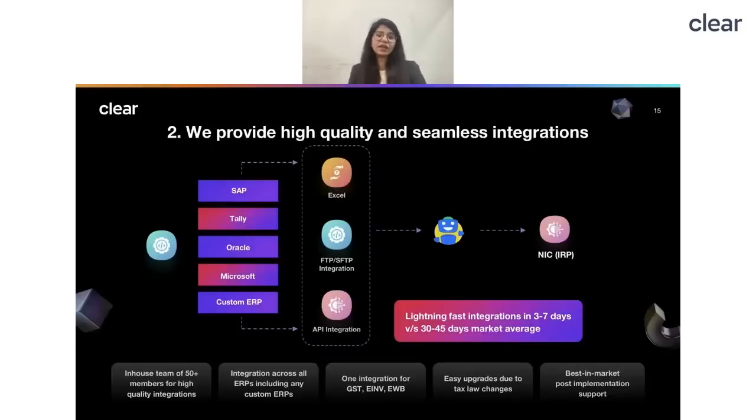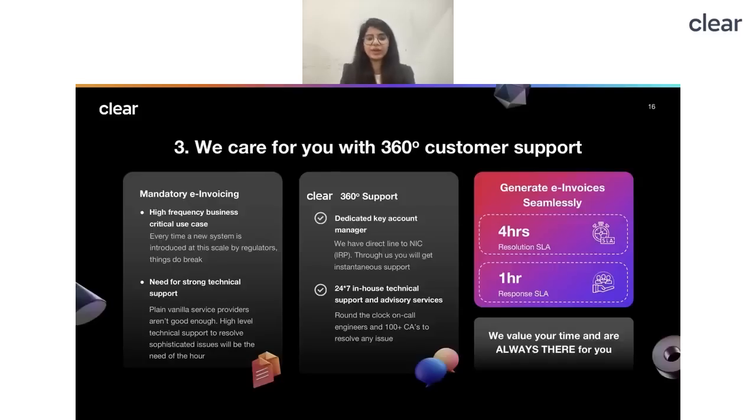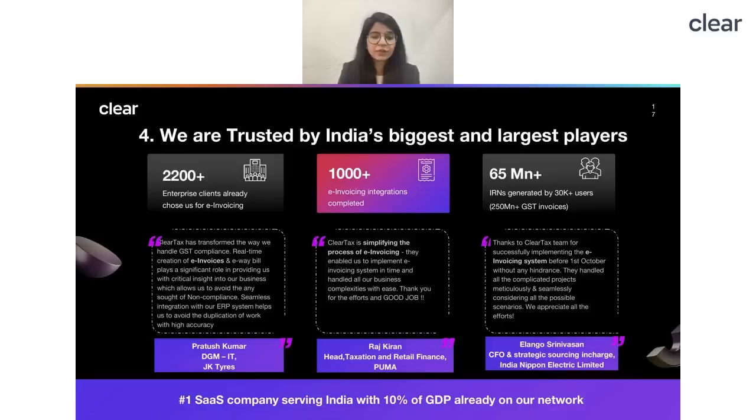So these are the certain key things, and we obviously have the quality, and we make sure there's seamless integration with different ERPs like SAP, Tally, Oracle, Microsoft, and even a custom ERP. But even if you don't want to do the integration, and rather want to use your own templates, download some sort of report against that, and generate the IRN number, that functionality is also available with us. So you can even use your own template. So these were some of the main features of Clear.